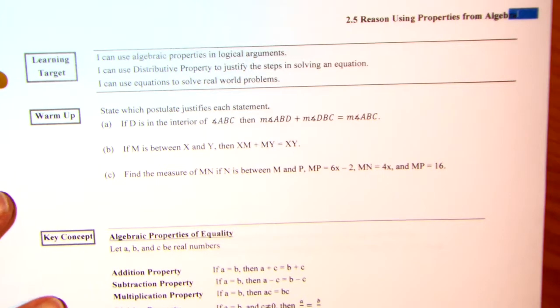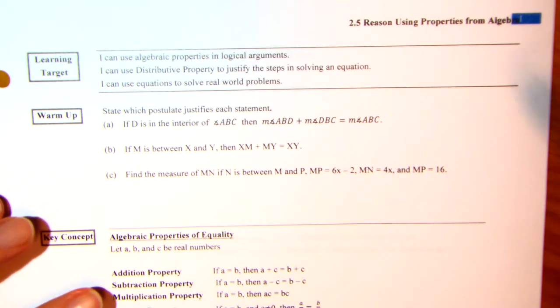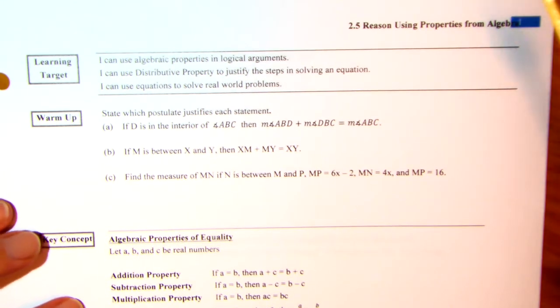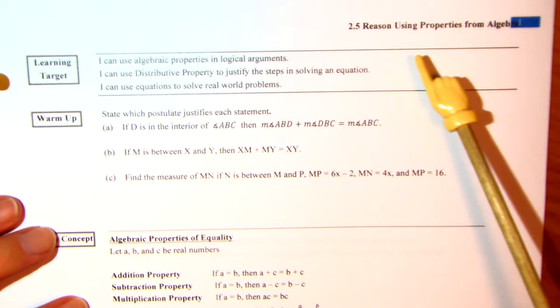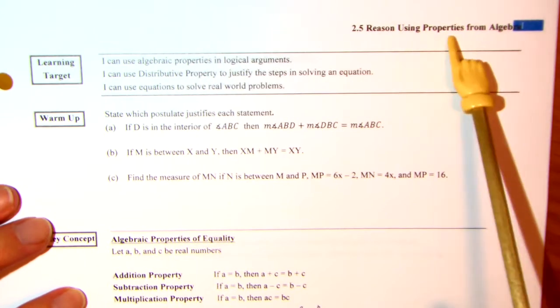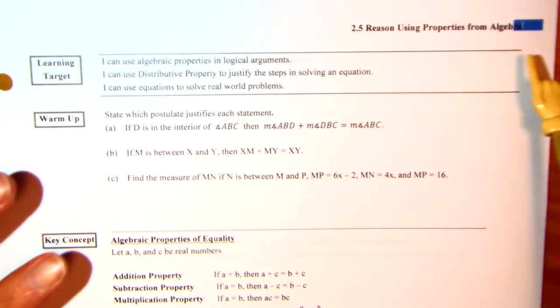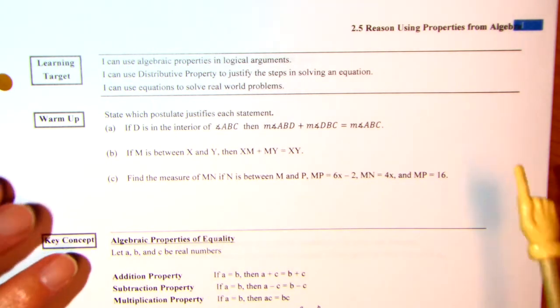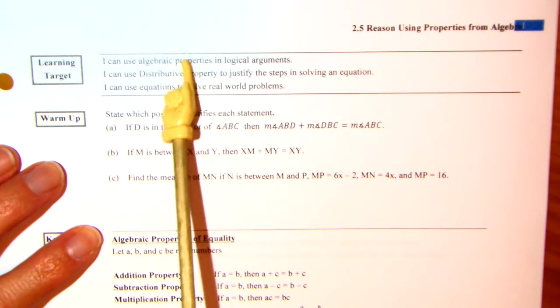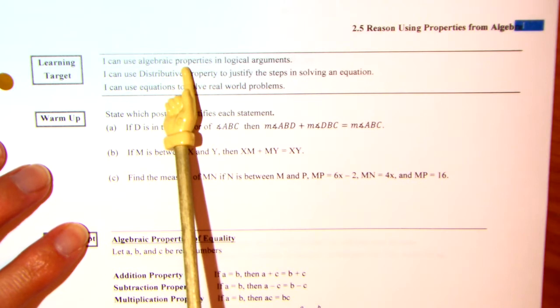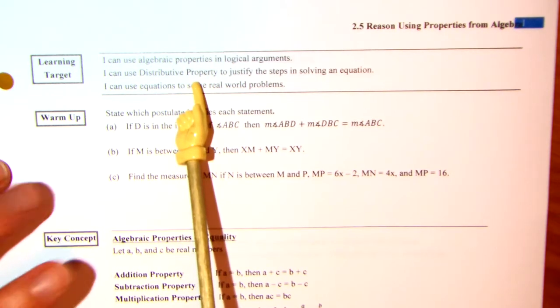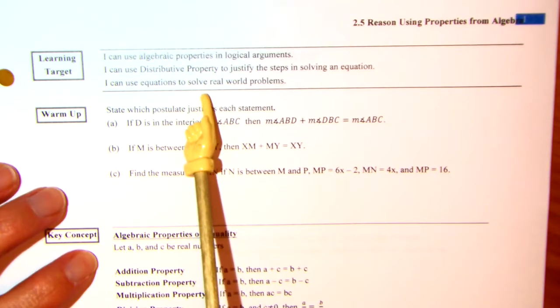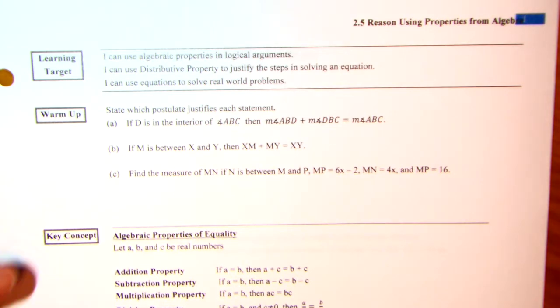Getting closer and closer to the proof, which you'll see in the next section. But this is really going to help you get there. So here we go. Reason using properties from algebra. We're going to use the algebra stuff, and you'll see how this relates when we get to the geometry proofs. I can use algebraic properties for logical arguments. I can use distributive properties solving equations, and I can use equations in real world problems.